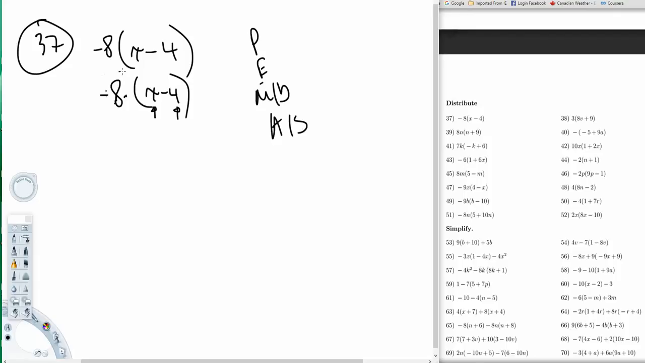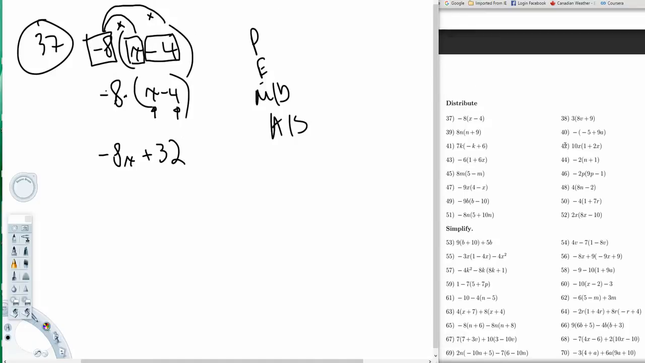What happens is that when what's inside the brackets is not the same, you do this multiplied and then you do this multiplied. So as an example, minus 8 times x equals minus 8x. Minus 8 times minus 4 equals plus 32. All right, so moving along.